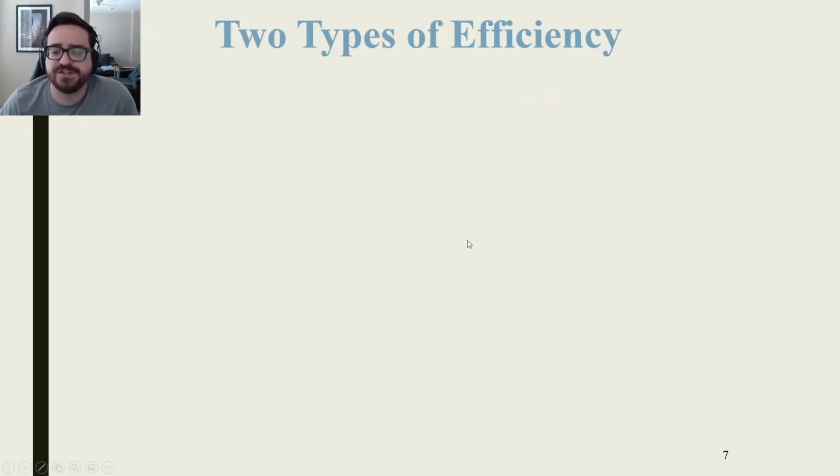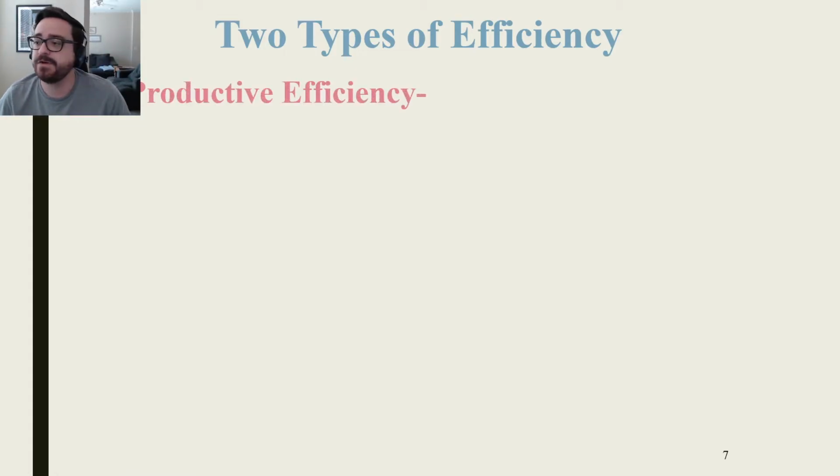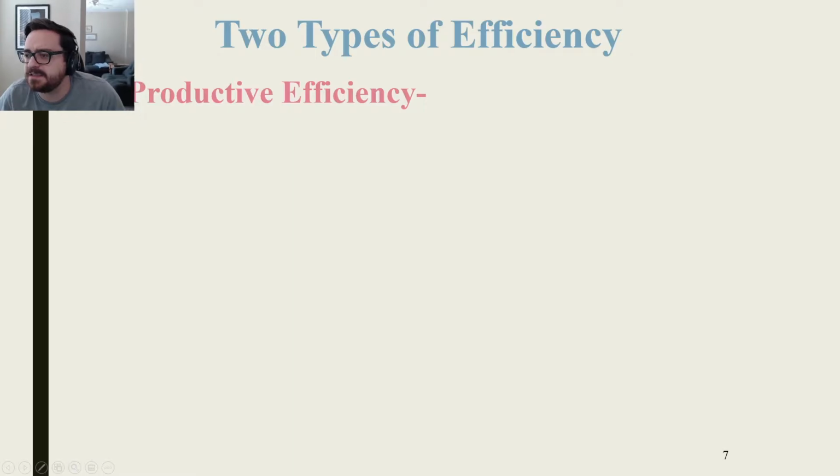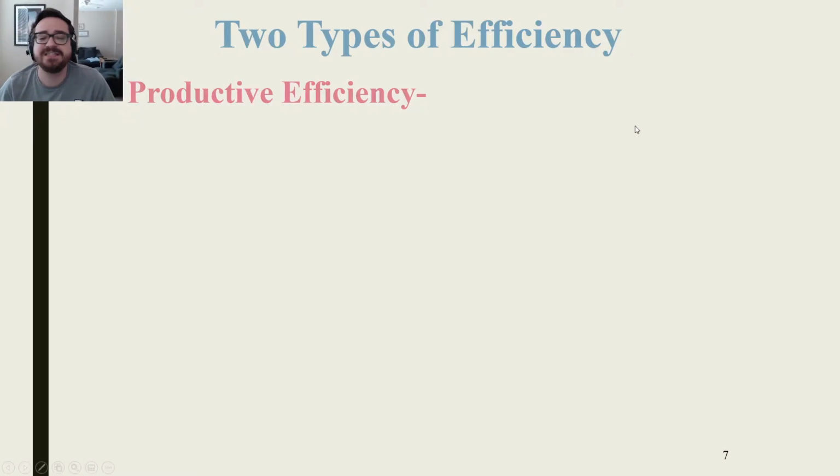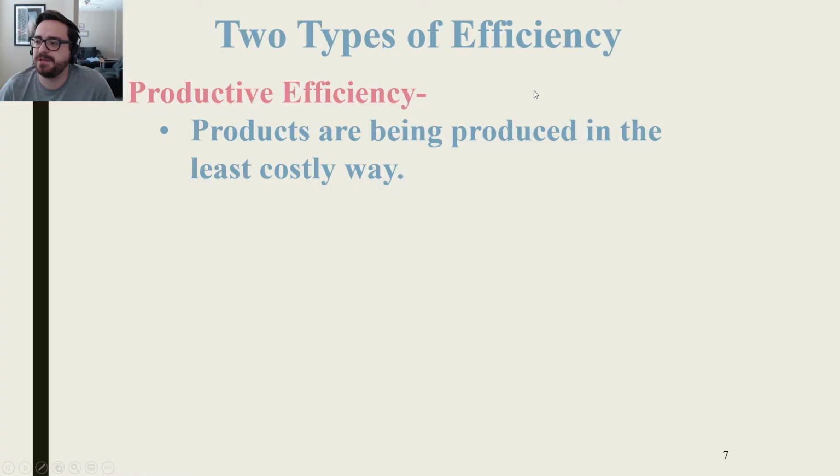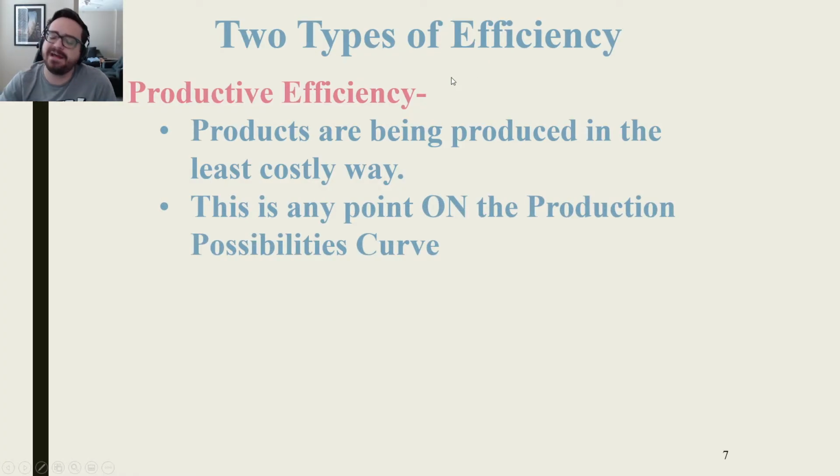Now, I mentioned efficiency. The graph actually tells us two types of efficiency, vocab term time. First one, you can barely see it because I'm going to make this a little bit smaller. Productive efficiency. It means that products are being produced in a cost-effective way, or the most cost-effective way. That is every point on the curve. Any point that's on that line is a good being produced in the most cost-effective manner. They are using all of their resources appropriately and properly, having the right people make the right amounts of things, have the right machines, etc. Any point on the curve is productively efficient.